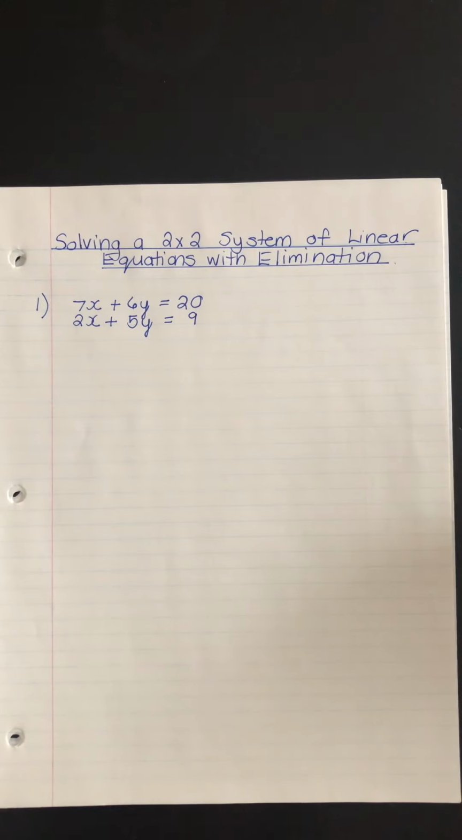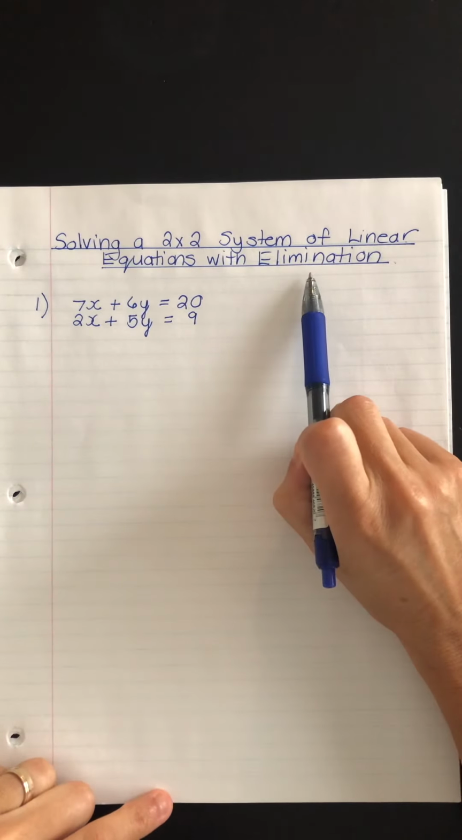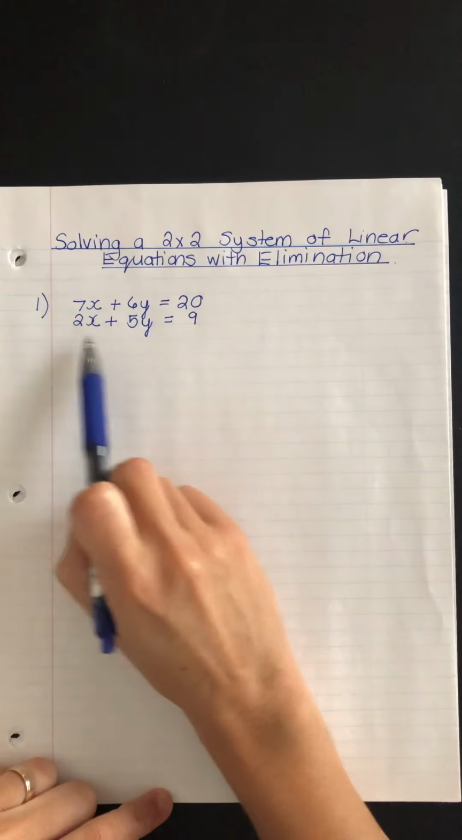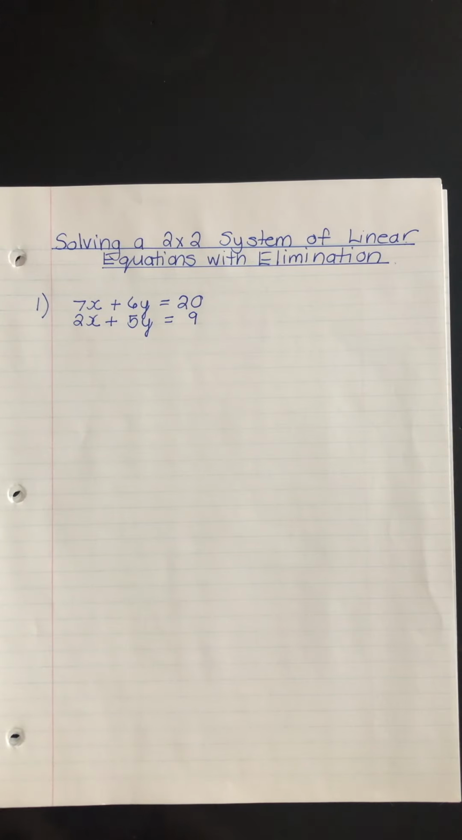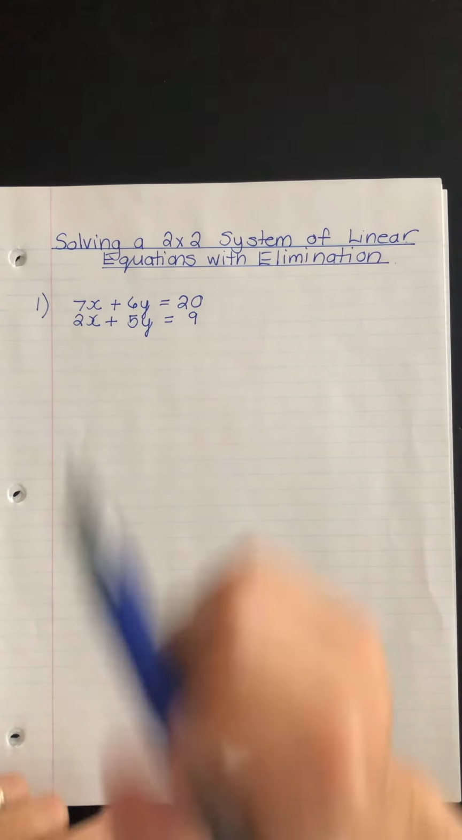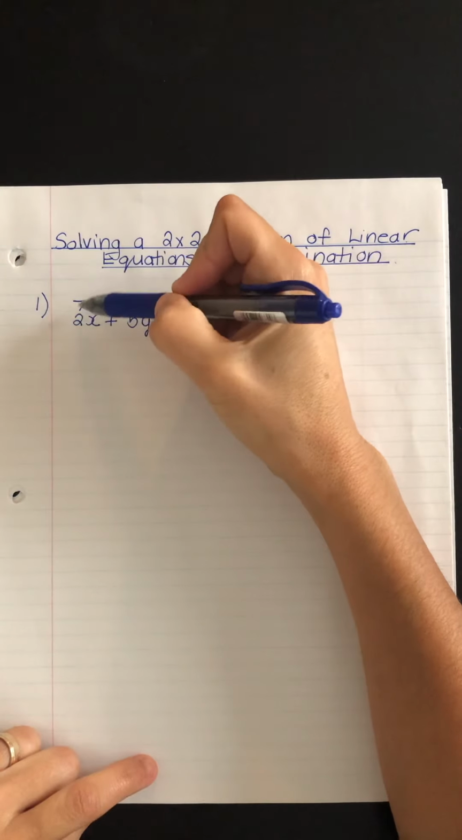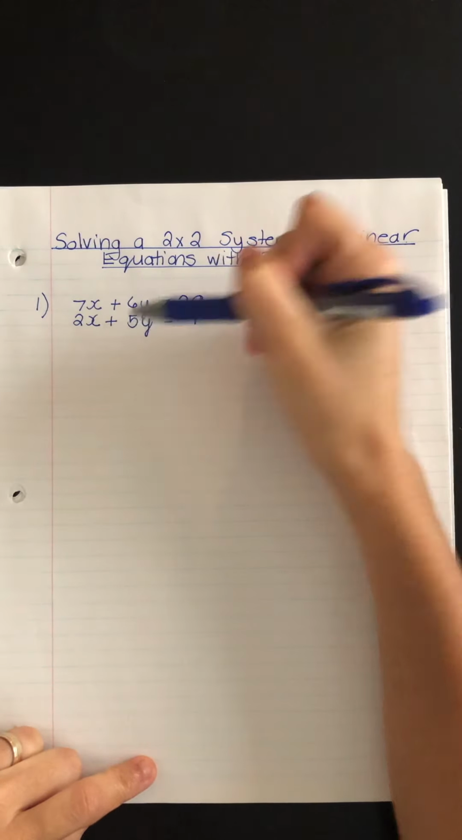We actually plotted x and y intercepts for the lines, physically drew them on graph paper to see where they would cross. In today's lesson, we'll focus on a method that uses algebra instead, and it's called elimination. So here are our two straight line equations. When you use elimination, you want to look at the coefficients in front of x and y. So here we have a 7 and a 2. Here we have a 6 and a 5.